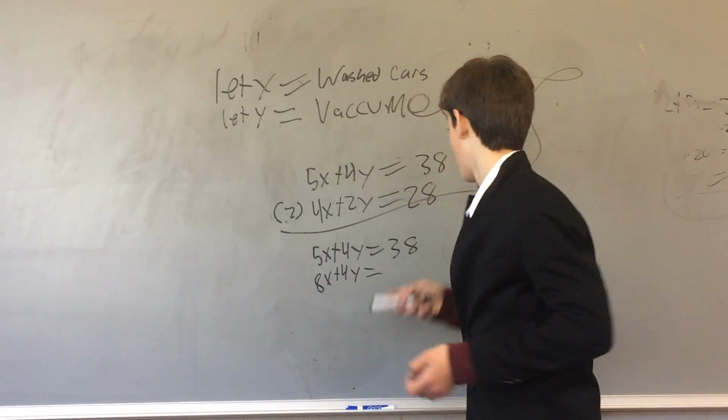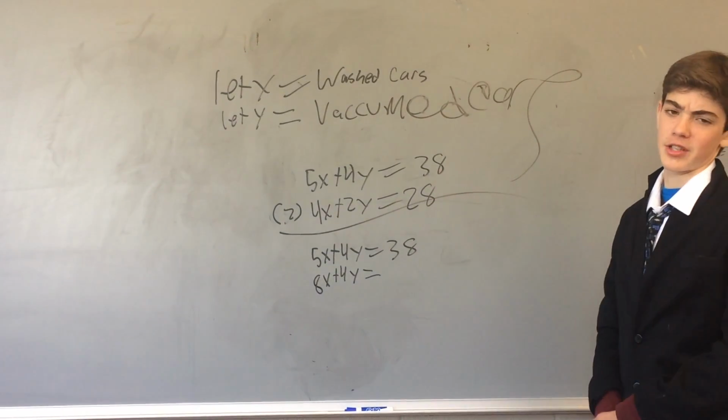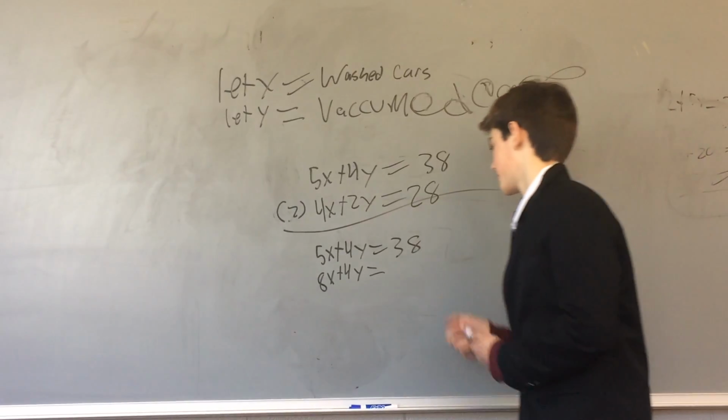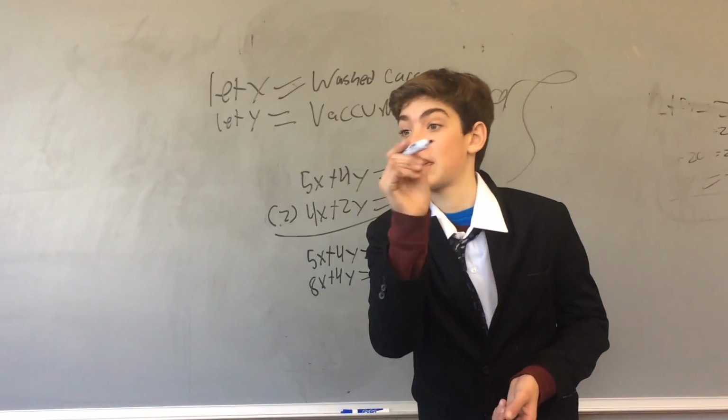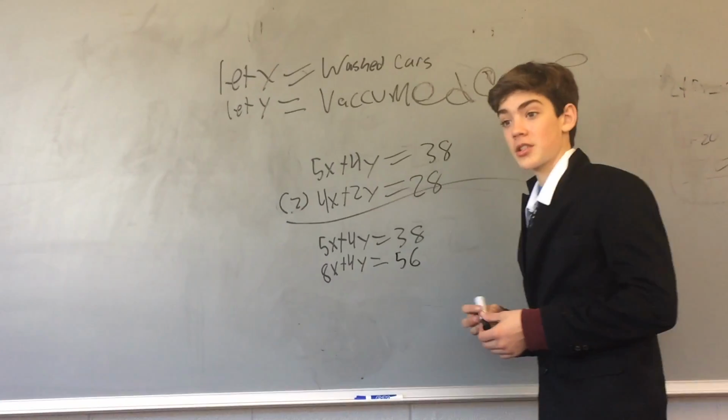You right there. What is 28 times 2? 56. Smart. Take notes from this kid. Okay, he knows what he's doing.